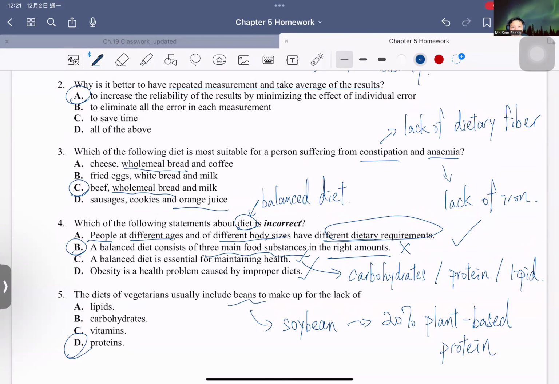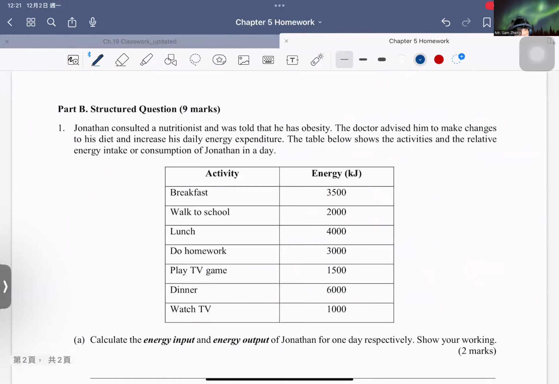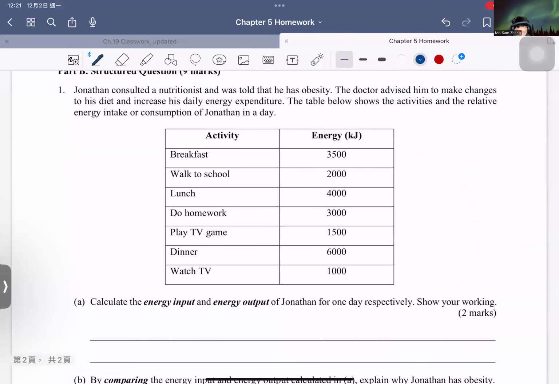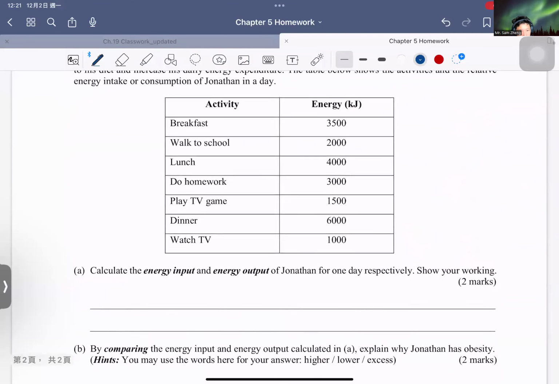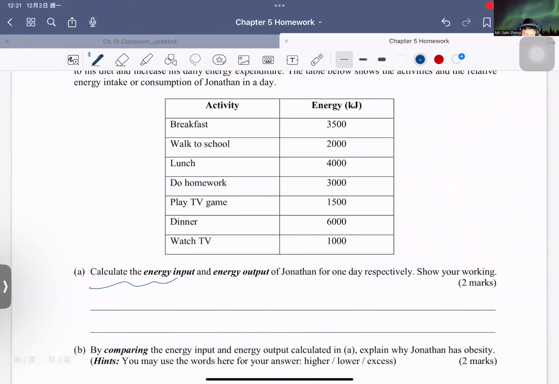So next, we will continue to talk about the long question. For the structural question, I think many of you do get the idea. However, the answering skill would be a big problem. So by looking at it, what would be the energy input? Energy input refers to the diet that we consume, when we intake. In this case, we can see breakfast, lunch, and dinner would be the energy input, which would be the things that we consume.